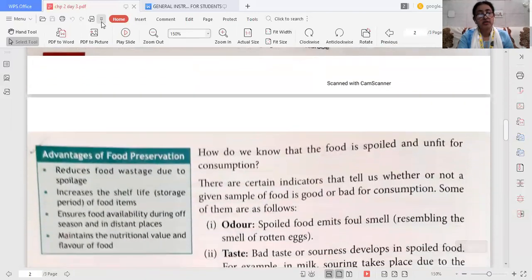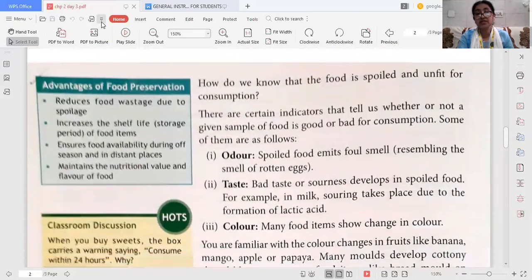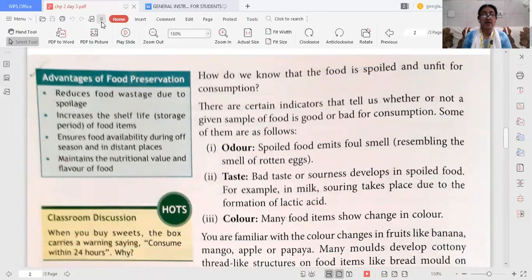food preservation. We all know now the summer season has started. During summer season as well as during rainy season, we always have to be very careful to prevent the food from spoilage. So how do we come to know that the food is spoiled, it is unfit for consumption? There are three main indicators that will tell us whether the food is good or bad for consumption.